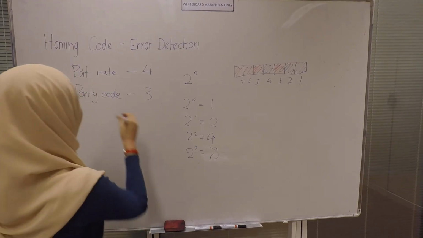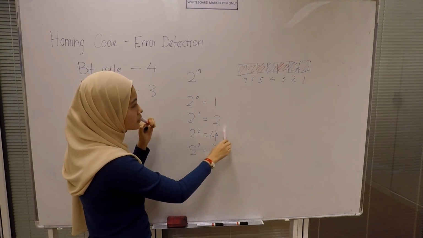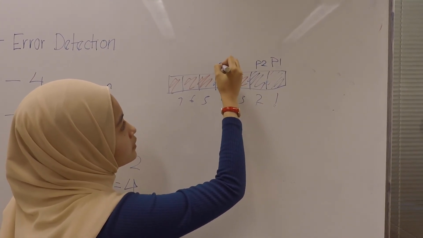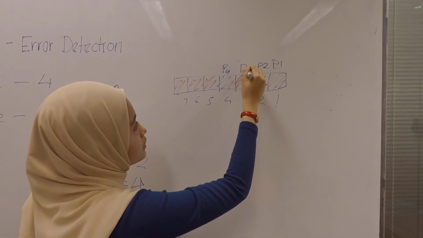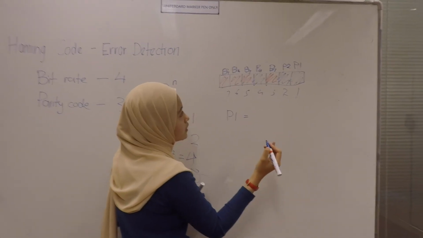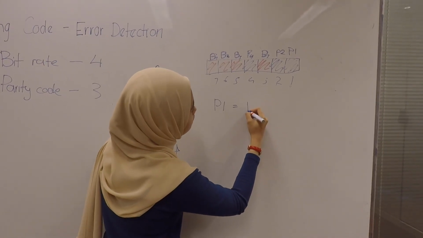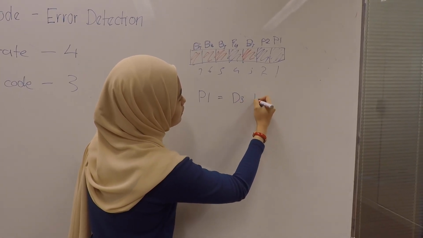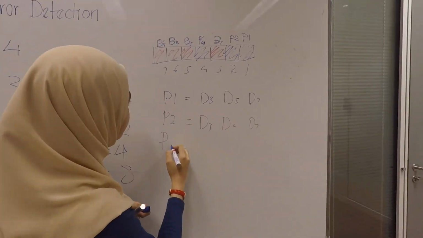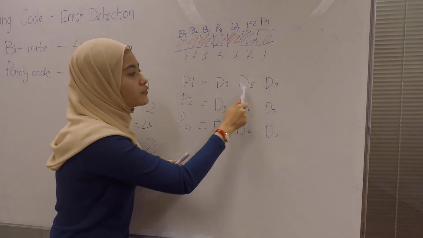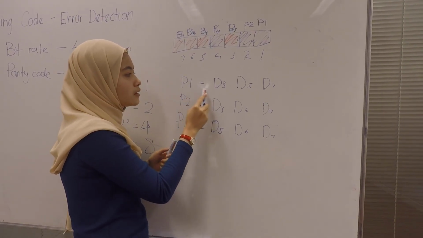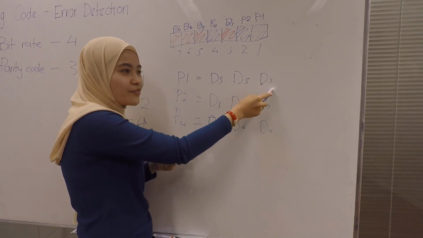Okay, so why are there 3 parity bits? Because of these numbers. So this is the first parity bit. For parity 1, the bits will be D3, D5, D7. So why is it 3, 5, 7? Because for parity 1, it will skip 1 bit. So let's say 1, 3, 5, and 7.